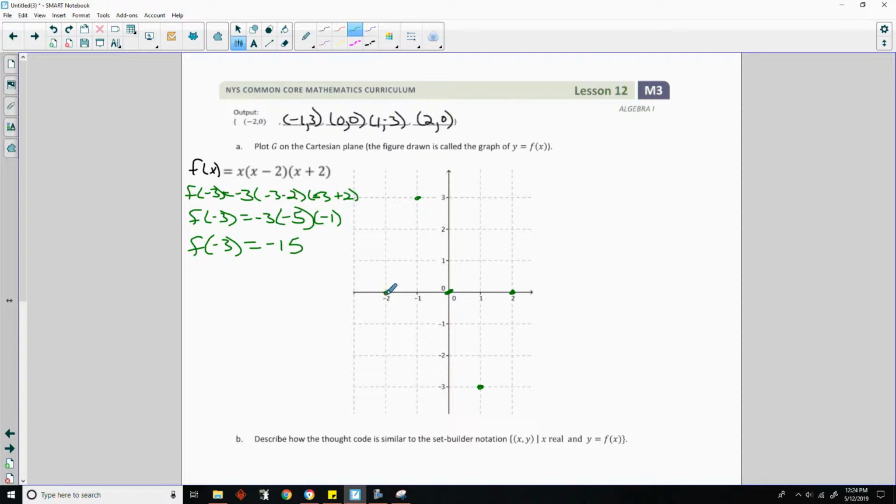So what that means is if I were to connect those two dots, this function is going way down here somewhere. And it's not going to get to negative 3 until we're at negative 15, which is way down off this page because this only goes to negative 4.